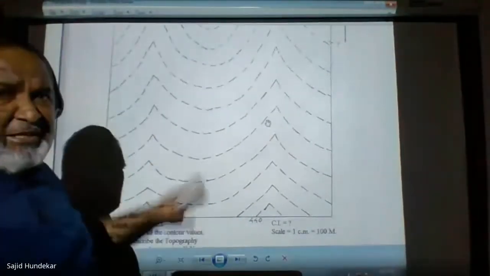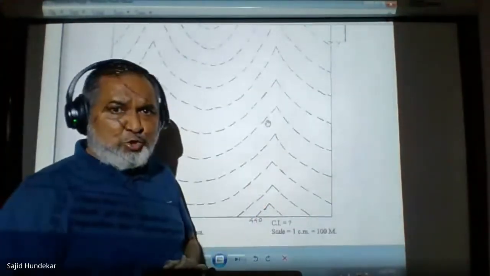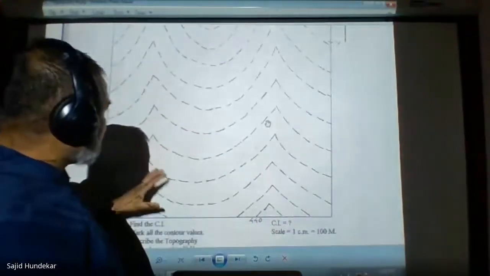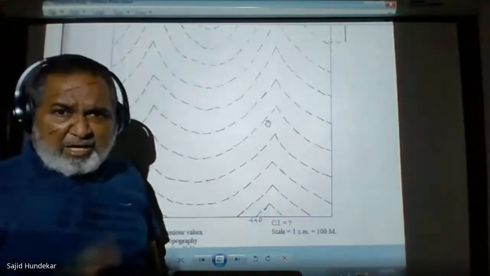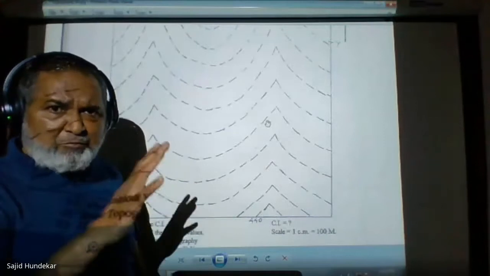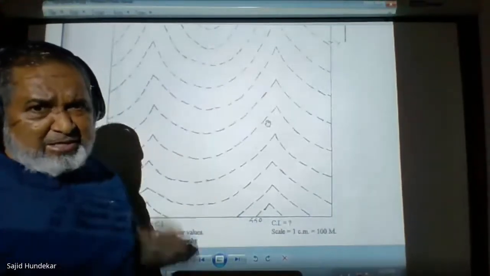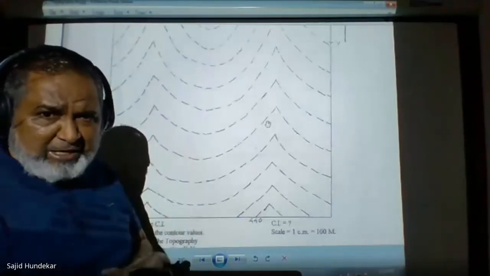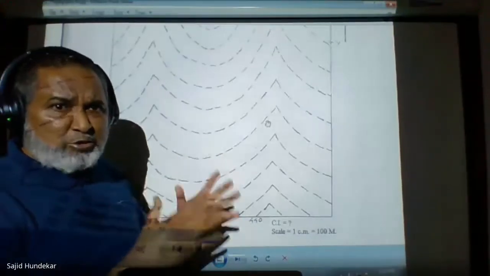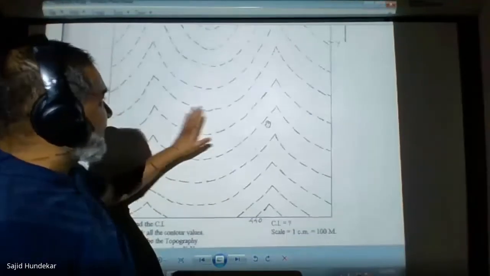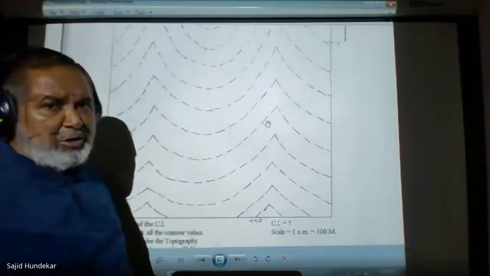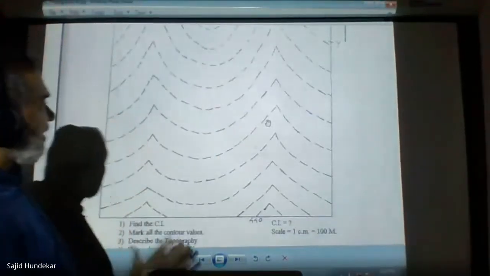So the first sentence: the given topographic map shows a mixed topography. Here we have different features. In the earlier maps, each map showed one feature. The first map shows an isolated hill. The second map shows an isolated basin. The third map shows an isolated valley. And now here we are going to get all the 3 combinations. Now we'll see what the combinations are.